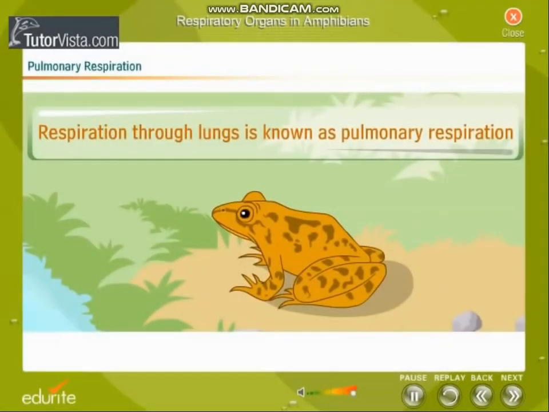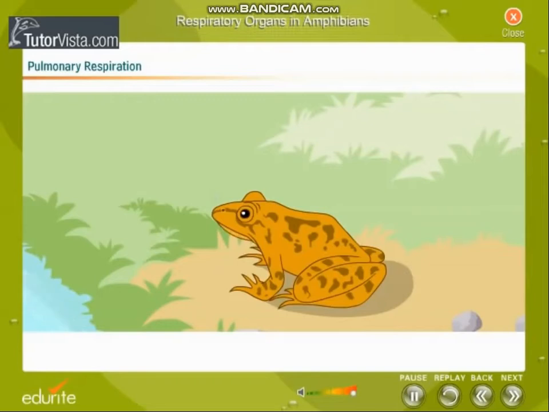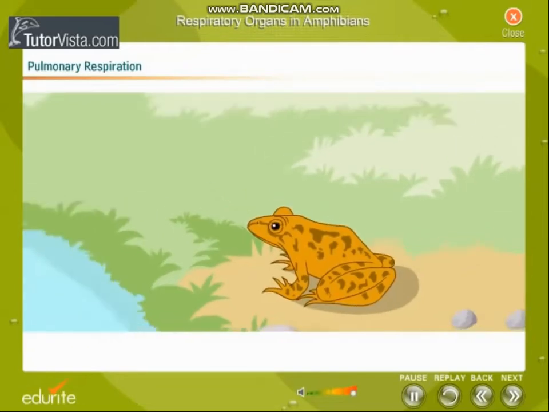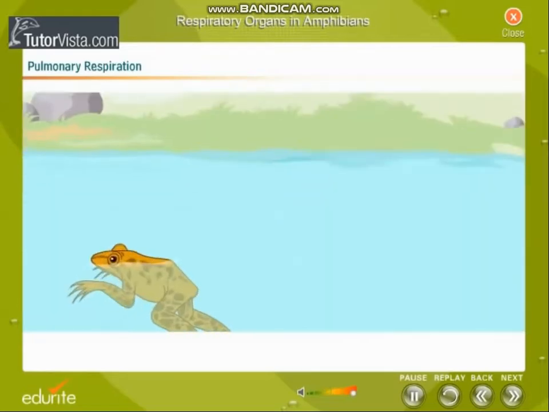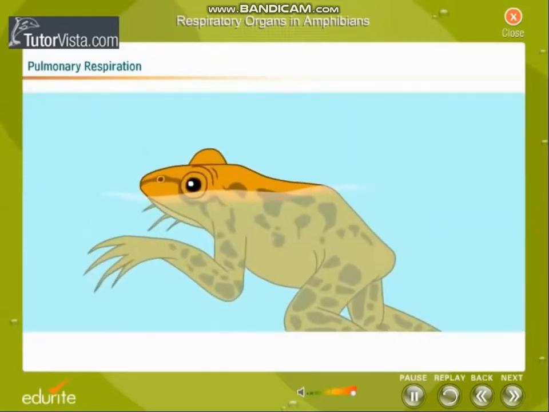Pulmonary respiration. Lungs are the main respiratory organs of the toad. The toad has a pair of lungs. The lungs are pink-colored hollow sacs. Each lung is formed of innumerable smaller chambers like balloons. Each of these balloon-like chambers is called an air sac or alveolus. Its wall is enriched with blood vessels.